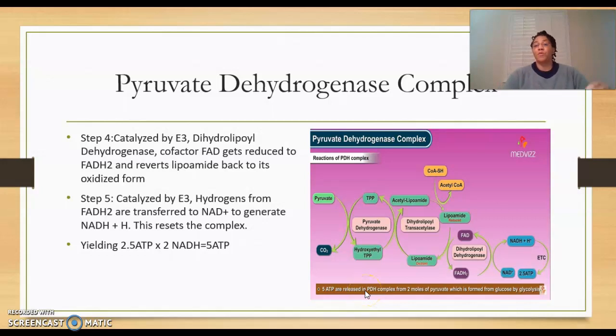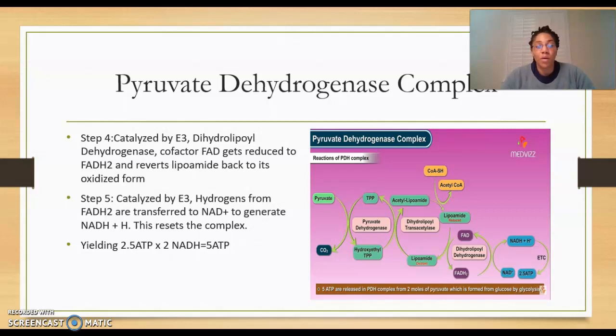So that's why you have 2.5 ATP times 2 NADH, which yields a total of 5 ATP in this. So we went from glycolysis, where glucose was converted into pyruvate. Then you go to the pyruvate dehydrogenase complex. You can't move to the citric acid cycle until you have the pyruvate dehydrogenase complex, because that produces acetyl-CoA, which is the driving fuel for the citric acid cycle. So now you have 5 ATP from glycolysis and 5 ATP from the pyruvate dehydrogenase complex.